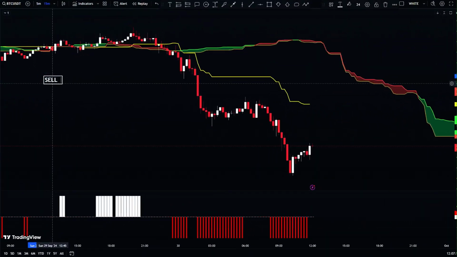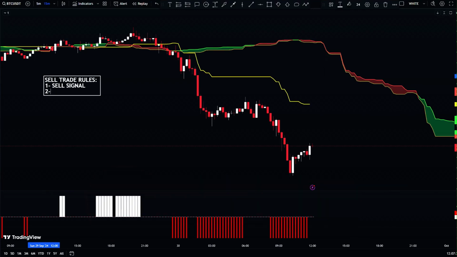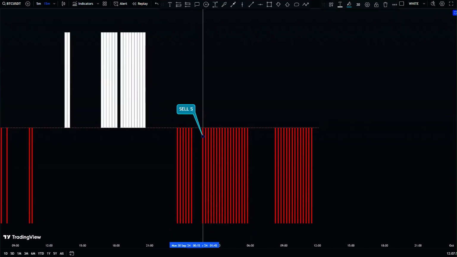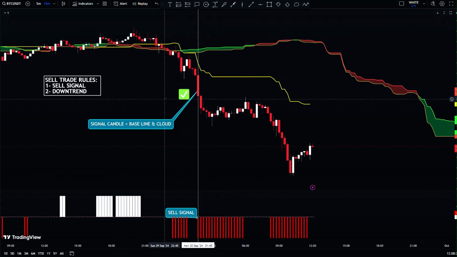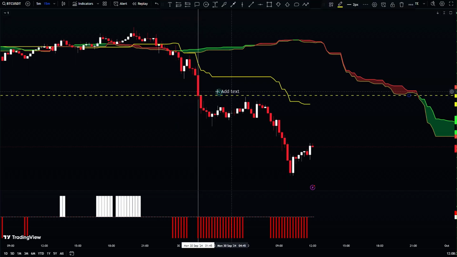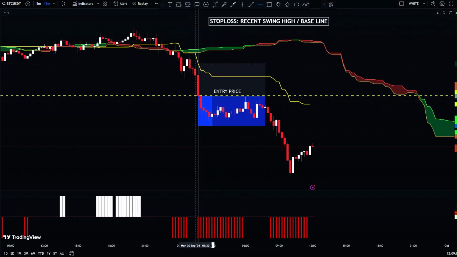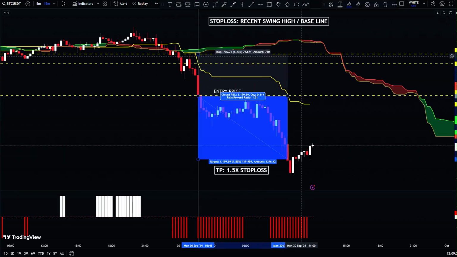And to enter a sell trade, first get a sell signal from the simple buy sell indicator. Draw a vertical line at the signal points to mark it, and next check if the closing price of the signal candle is below the Kijun and the Ichimoku cloud. This confirms a downtrend. If confirmed, enter the sell trade. Set the stop loss at the recent swing high or the Kijun line. Aim for a profit that's 1.5 times the risk of your trade.